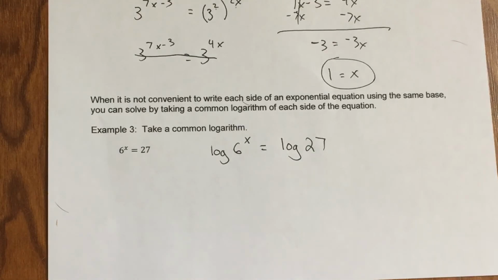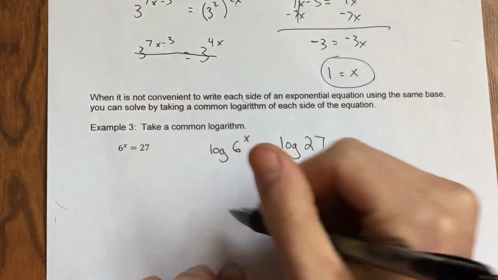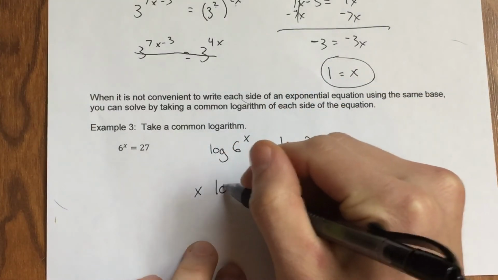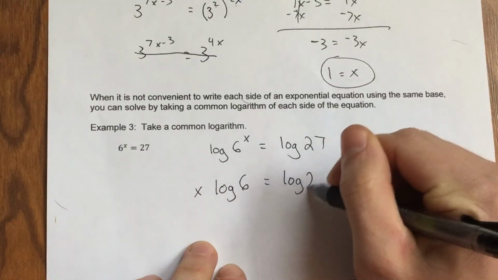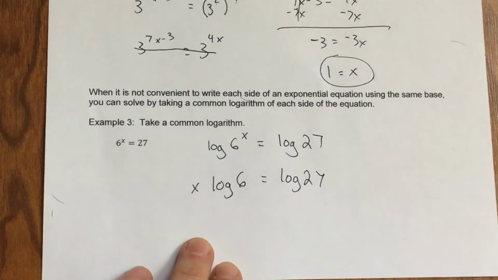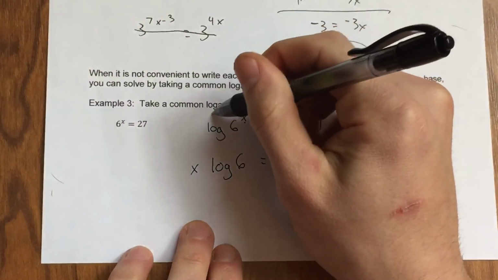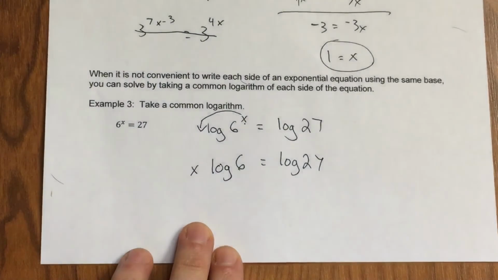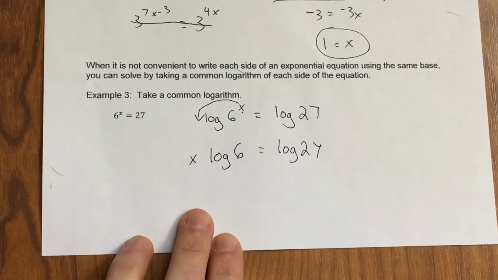Now, we're going to solve this. In order to solve this, it's useful to recall some of my logarithmic properties, such as log of a to the x can be rewritten as putting x to the front. That's from our expand and condense section. This exponent can just drop right to the front. Now we have x log 6 equals log 27.